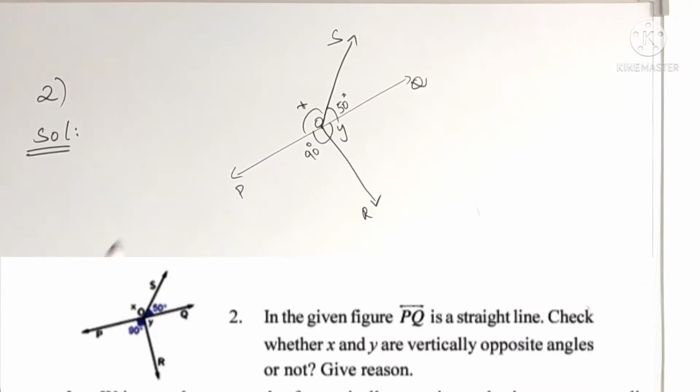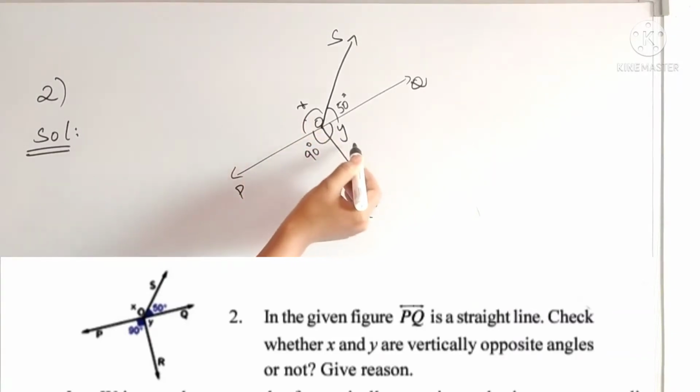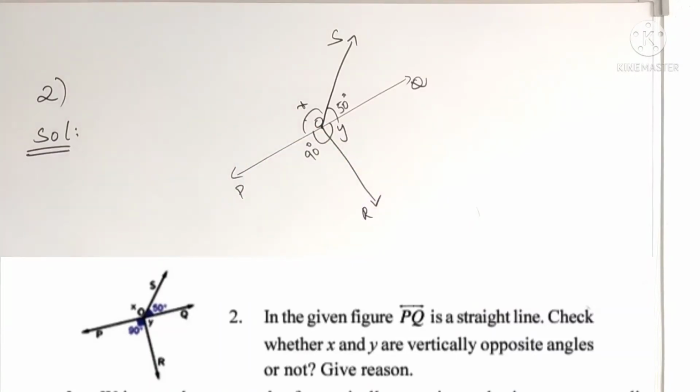Second problem. In the given figure, PQ is a straight line. Here, this PQ is a straight line. Check whether X and Y are vertically opposite angles or not. Give a reason. So, here X and Y are two angles given. Are they vertically opposite or not? What is the reason? Okay. So, that is the question.